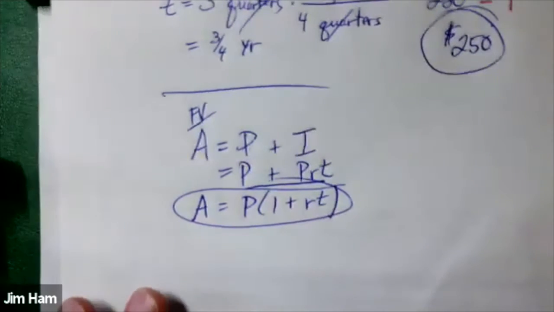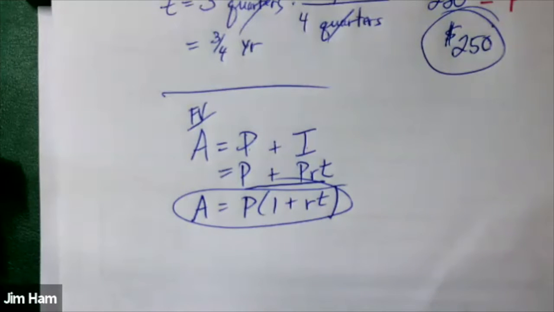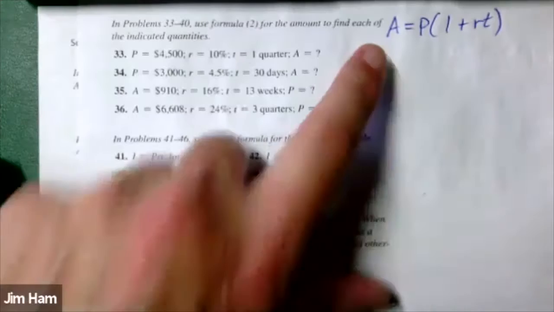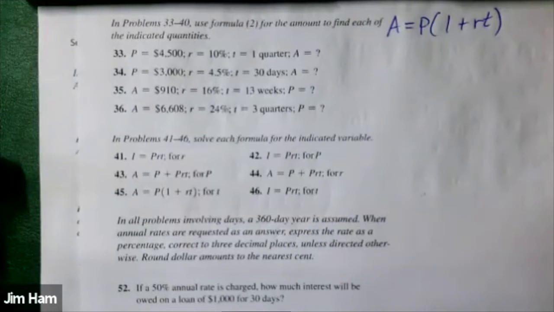And here's the second formula that they want you to use in this next section. But it takes into consideration not only the interest that you're going to be paying, but also the total amount you're going to be paying back, including principal and interest. So there's the formula they want you to use here.